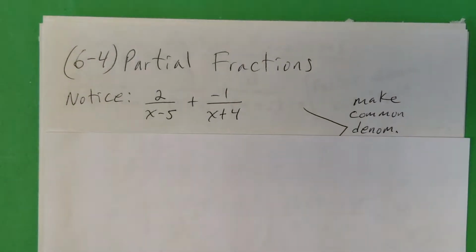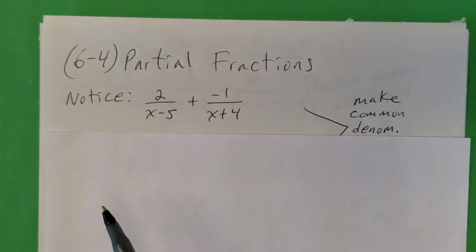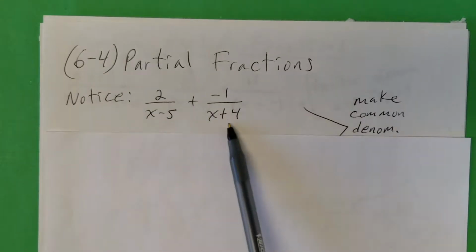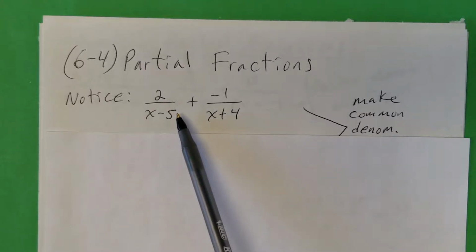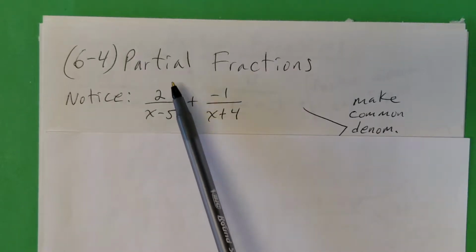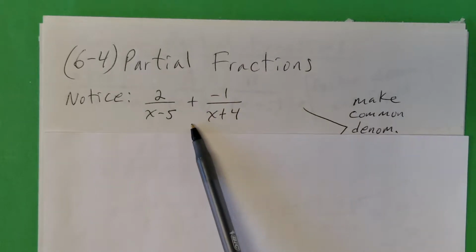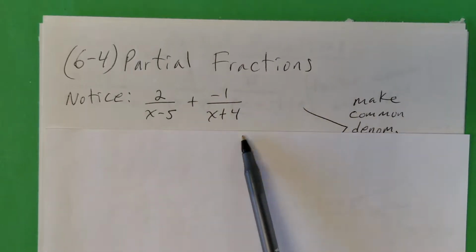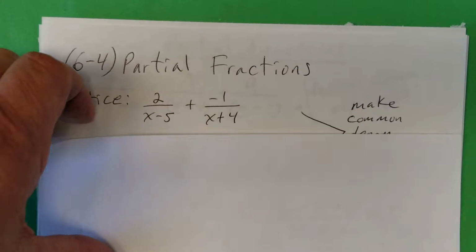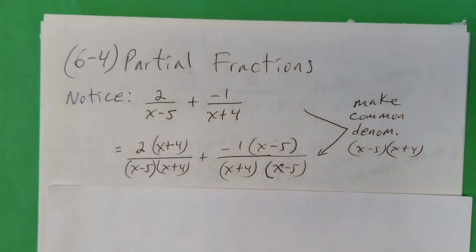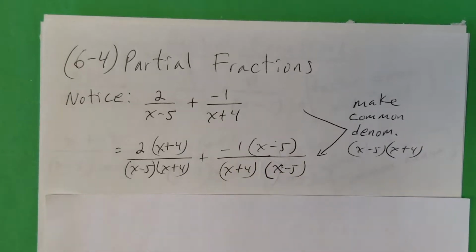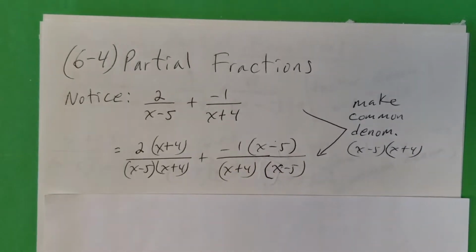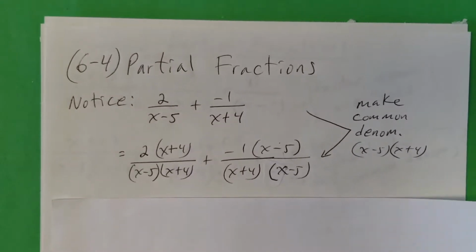So notice that when we have to add two fractions, we need common denominators. So I'm going to make common denominators. I'm going to multiply top and bottom here by x plus 4 and top and bottom here by x minus 5. Why? Because now the denominators match. And that's the only time I'm allowed to add fractions. So now I add the fractions.